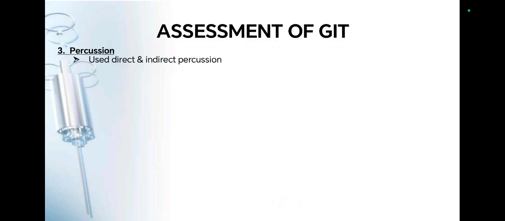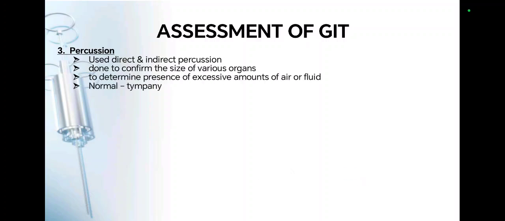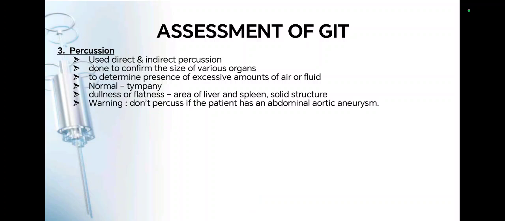After auscultation, we have to percuss. You may use indirect or direct percussion. Why do we need to percuss the abdomen of the patient? It is done to confirm the size of various organs. It is also used to determine the presence of excessive amounts of air or fluid in the abdomen. Normally, in your stomach area, it is tympanic, while in the areas of the liver, spleen, or other solid structures, you percuss dullness and flatness.